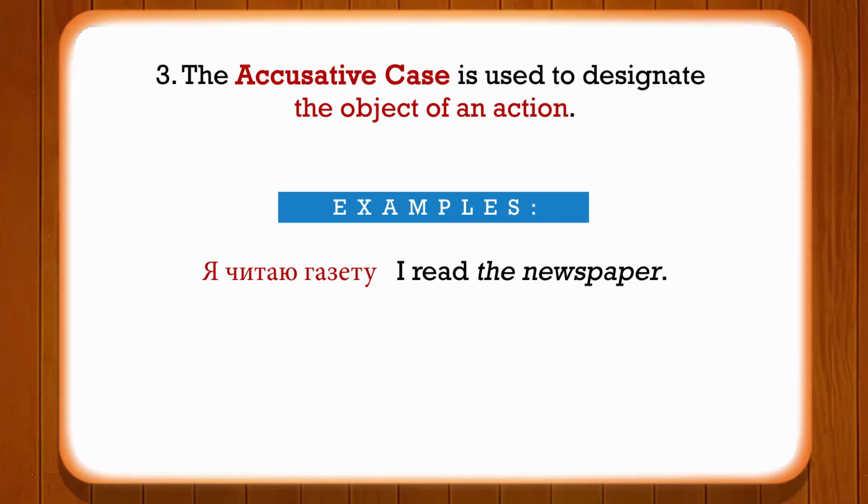Like you have seen, я читаю что? Я читаю газету. I read the newspaper. Suppose if we have the example that I am reading a journal, it would be я читаю журнал. So journal remains journal as per the rule of the grammar which we use in the accusative case. Definitely you will be learning more about it in your upcoming modules.